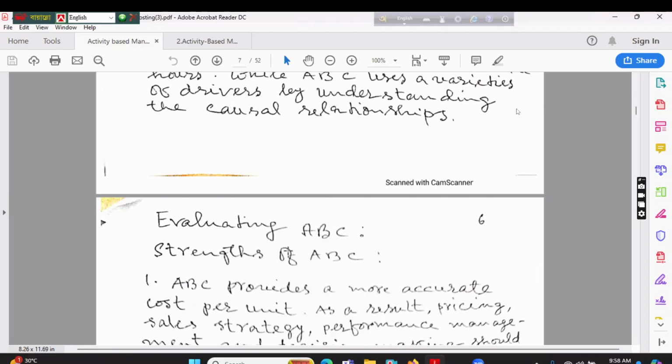This topic in detail: cost accounting, Rayburn, note down the page numbers, 131, 132, and some part of 133.